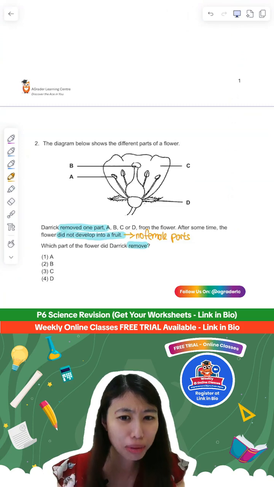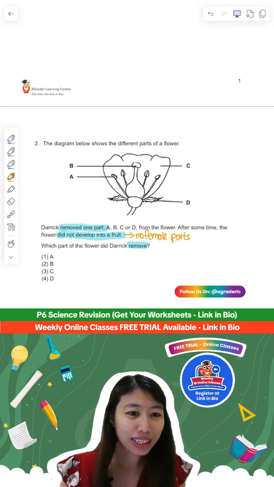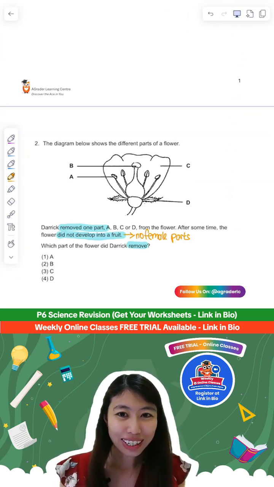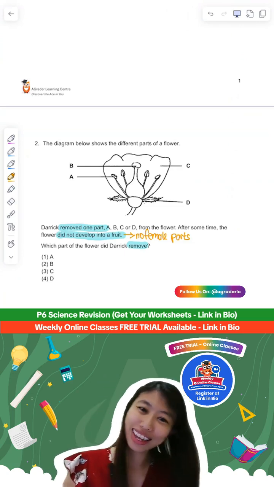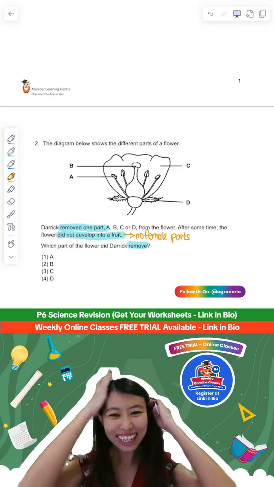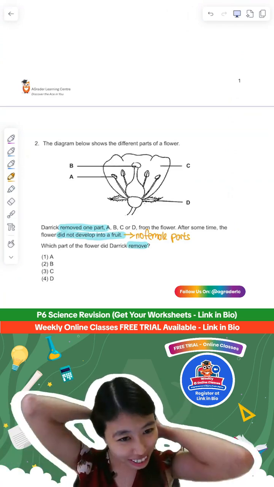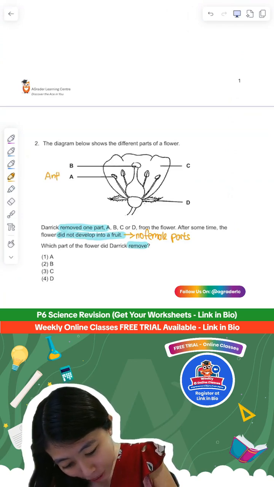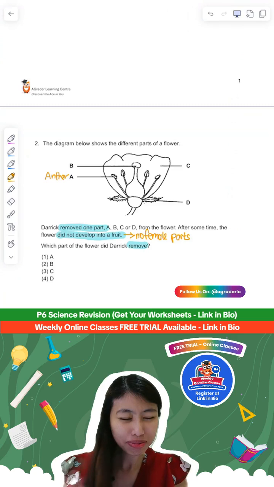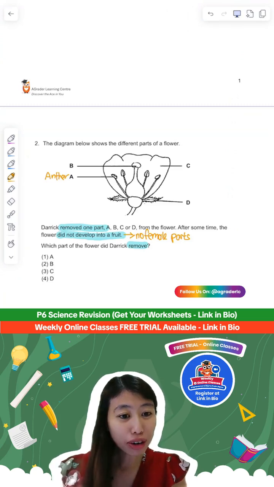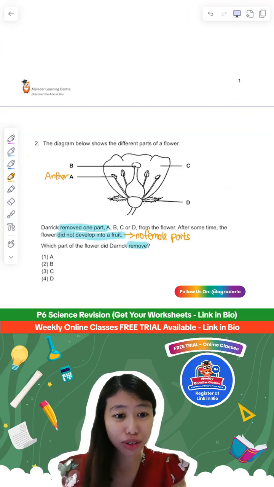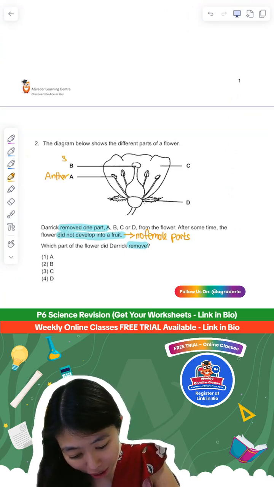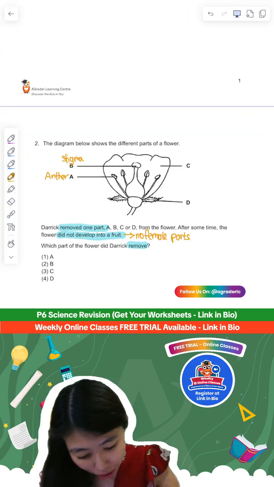Okay, I saw someone. What is A? A is called the what? Very good, anther. Yes, very good, Abby. So A is the anther. Then what about B? Very good, Jerome. The stigma must be there, right, to receive pollen grains. B is the stigma. Very good. And what about C?